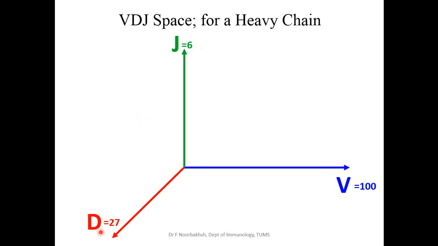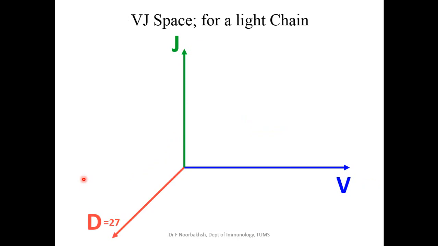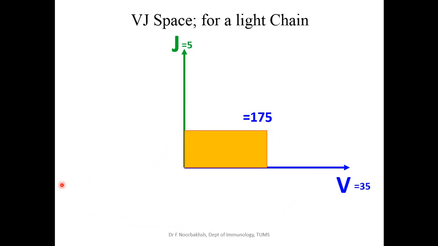So if we multiply 100 by 27 by 6, we get sort of a rectangular cube in here, and the number of combinations is 16,000. So that is the number that we get by multiplying V's and D's and J's. So that is for the heavy chain. For the light chain, we don't have the D fragment, so it's only V and J, roughly 35 for V, and 5 for J. So the previous one is a 3-dimensional space. This is a two-dimensional space, and the number is 175 when you multiply them.